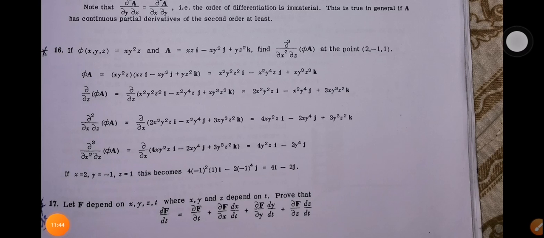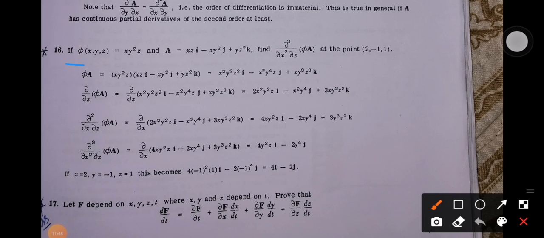Next we have question number 16. If phi of xy, a scalar function, is given and the vector function A is also given, you have to find partial cube over partial x square partial z of phi A at the point 2, -1 and 1. So at first we will find phi A, that is we will multiply this scalar function with each component of the vector. So here we have multiplied over here, and then we are going to find this expression first, that is we have to take the derivative with respect to z first, and then the double derivative with respect to x. So how can we solve it?